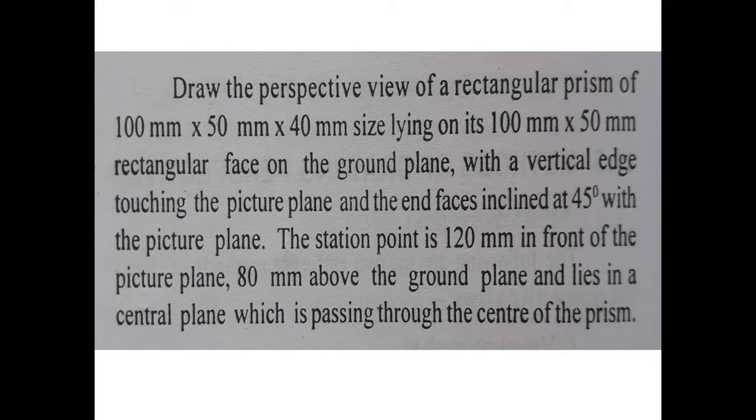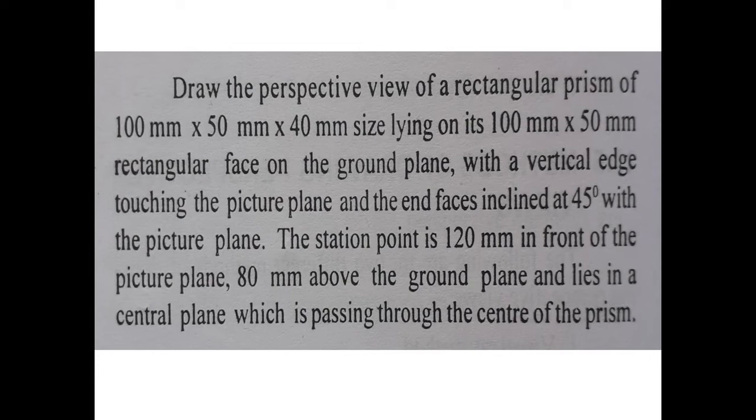So here the object is a rectangular prism, but it is lying on the ground on its 100 by 50 mm face. That means it is lying on the ground on this larger face, and the nearby two faces are inclined 45 degrees with the picture plane, and the shorter edge, that is the 40 mm edge, is touching the picture plane. So that is the shape of the object and how the object is resting.